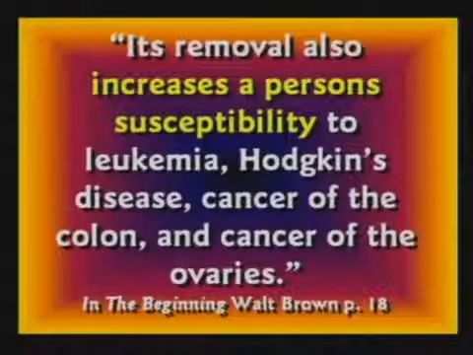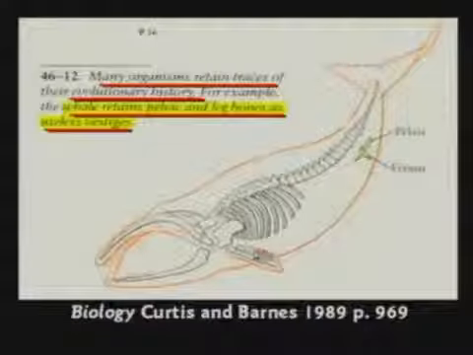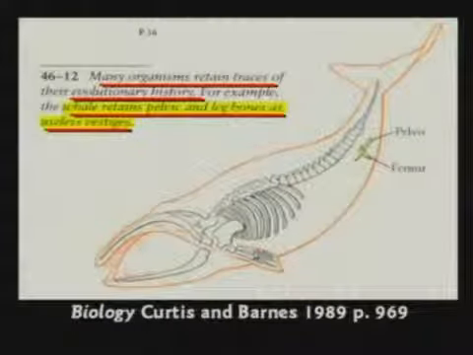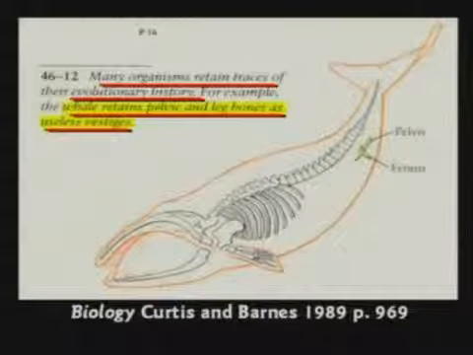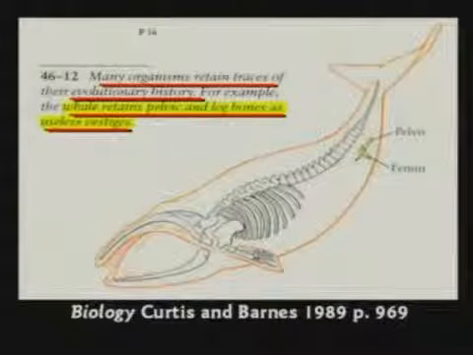If you can live without both your arms and both your eyes and both your legs and both your ears also, it doesn't prove you don't need them. The argument's saying, well, you don't need it, therefore it's proof for evolution. That's a stupid argument. Now, come on. Okay? That's losing something, not gaining something. This textbook says the whale has a vestigial pelvis. Many organisms retain traces of their evolutionary history. For example, the whale retains pelvic and leg bones as useless vestiges.